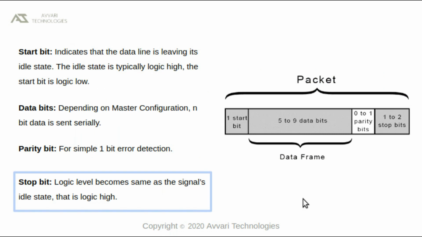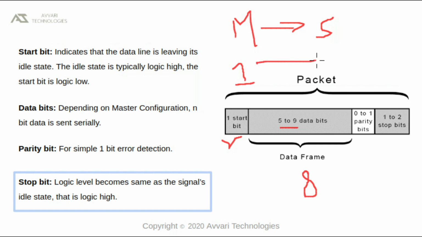This is the general structure of the UART communication protocol. First we will send a start bit, let us say from master to slave. Master sends a start bit. Then the actual data is sent. The data size could be 5 to 9 bits. In this case we are using 8 bits of data. 8 bits of data will be sent. Then a parity bit, which we can use for simple 1 bit error detection. Finally, we will send 1 or 2 stop bits.